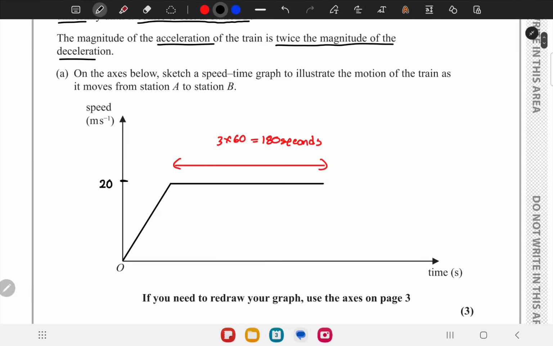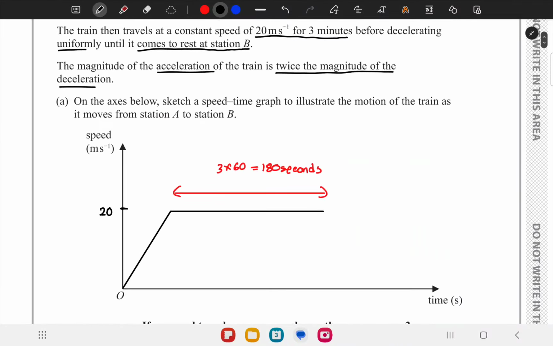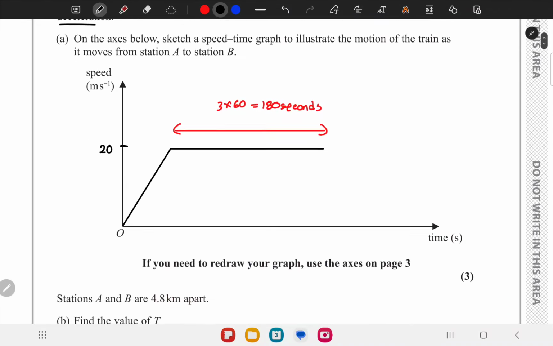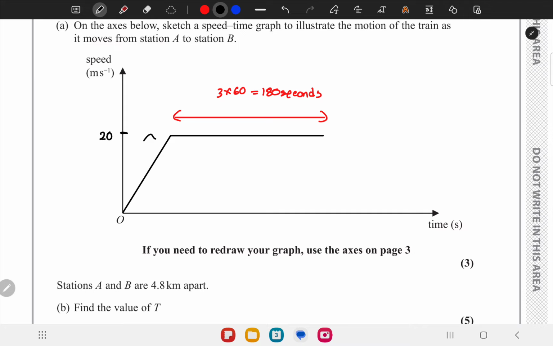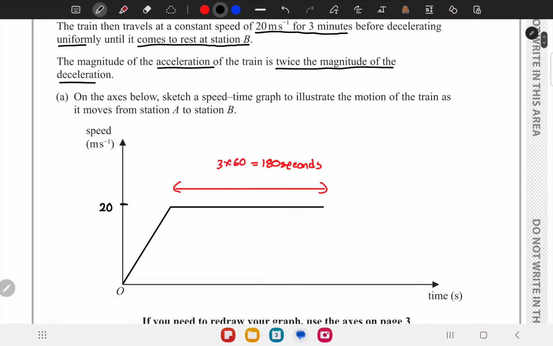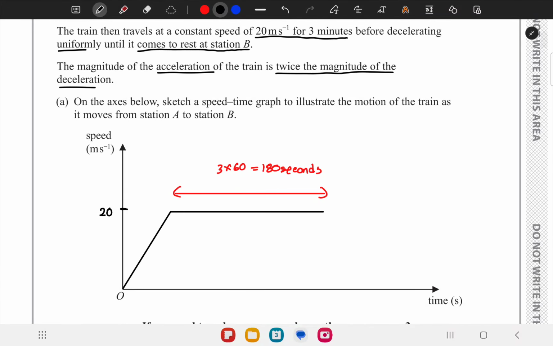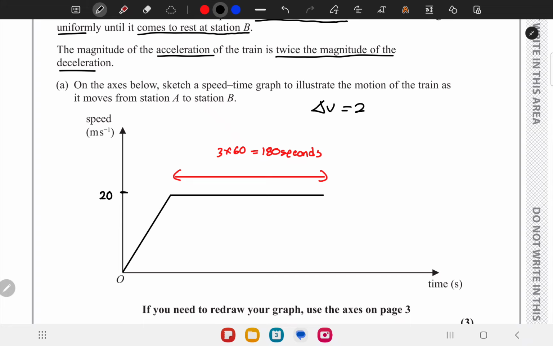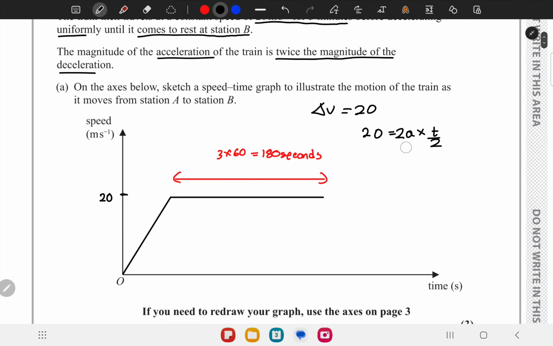Now the acceleration time will be half the deceleration time because the change in velocity would be the same. The change in speed over here is 20, and the change in speed over here is 20. One is positive and one is negative, but what we are thinking about is the magnitude. So 20 is equal to the acceleration times the time it takes. Since the acceleration is twice the deceleration, it will be 2a, so the time will be t by 2 to still be 20.